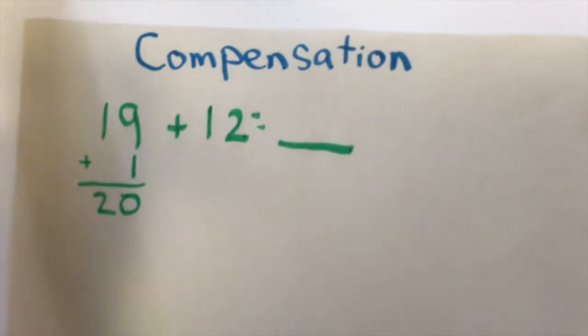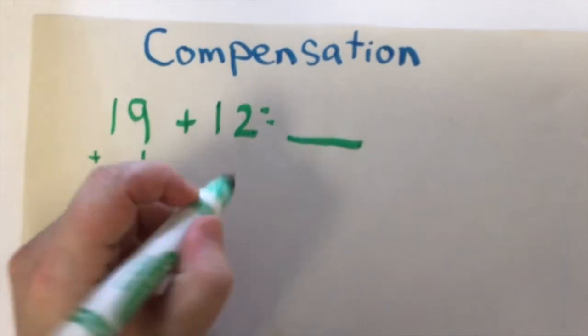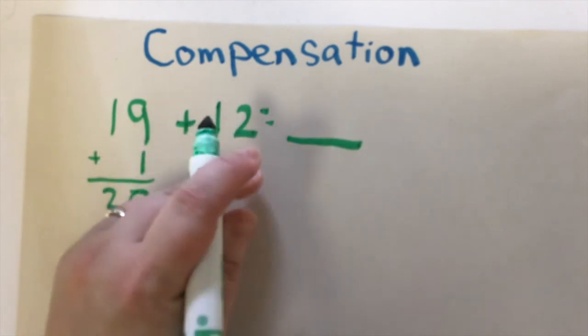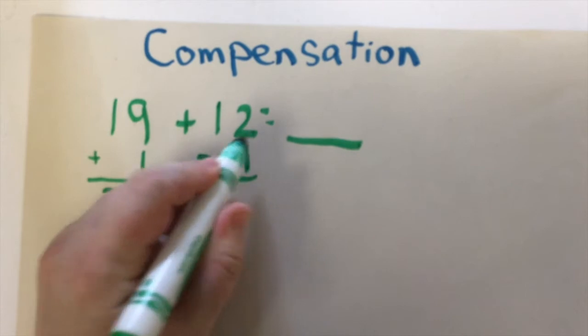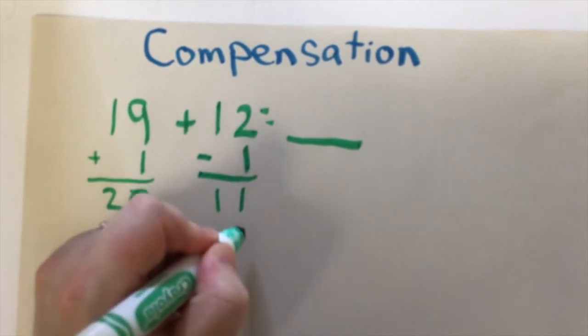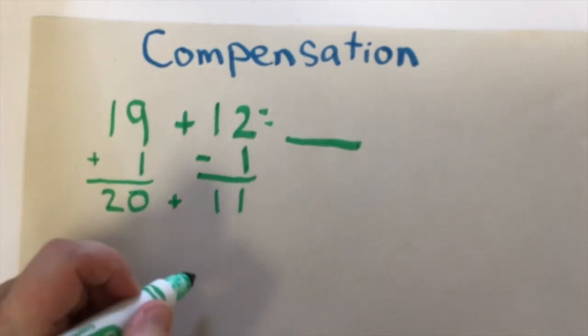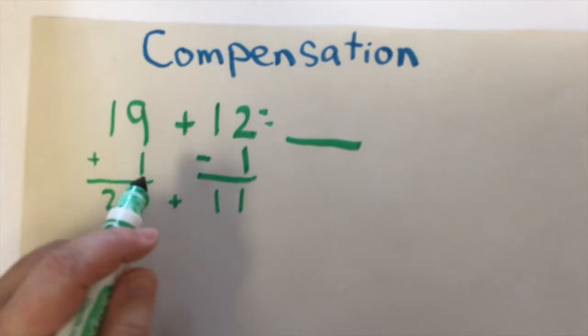Now, that 1 just doesn't come out of thin air. Oh no, I had to borrow it. Where did I borrow it from? I borrowed it from my 12. That's why it's called compensation. You're taking one away to give it to somebody else. So I take away 1 from my 12, and now I have 11. 20 plus 11. It's an easier number to deal with other than 19 and 12.